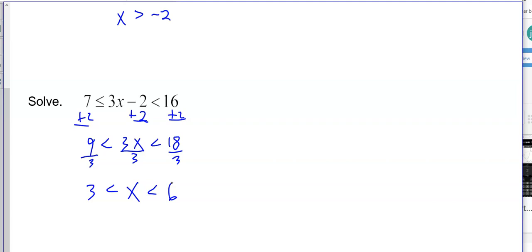By the way, the same thing would be true. If you divide by a negative, you're going to switch the direction of the signs. If you multiply by a negative, you're going to switch the direction of the signs, only when you divide or multiply. Let's talk about an idea of multiplicity.